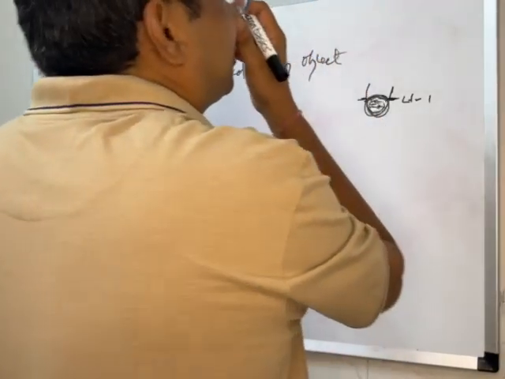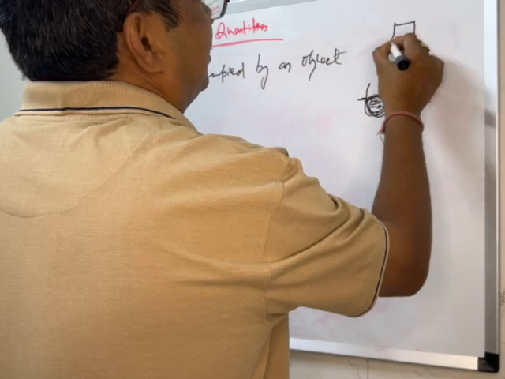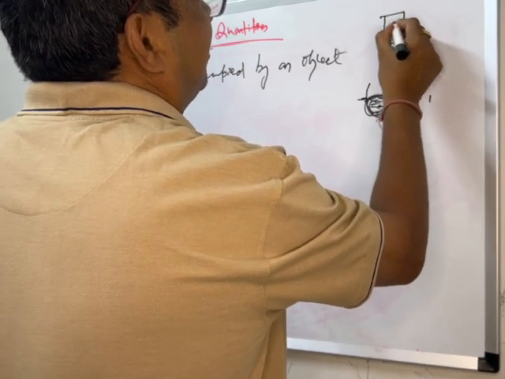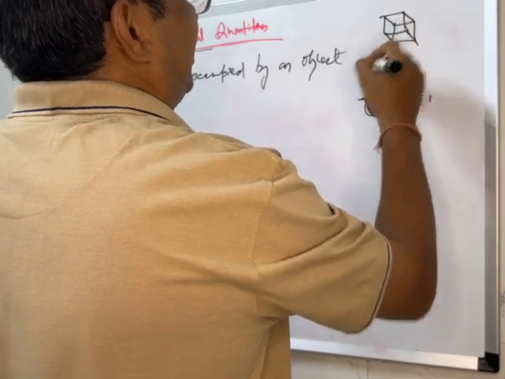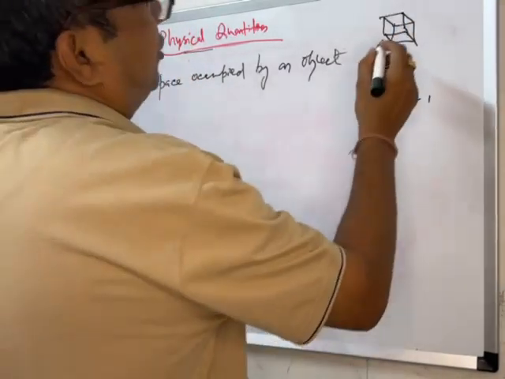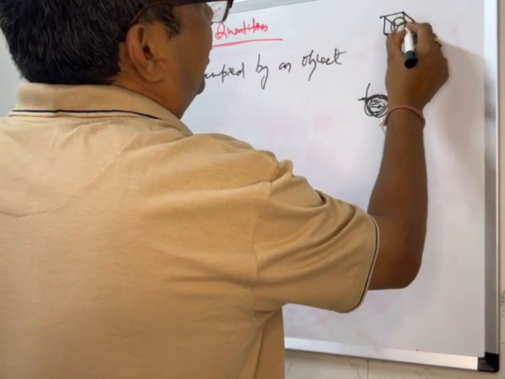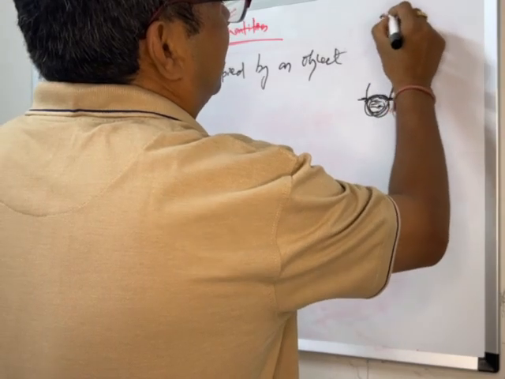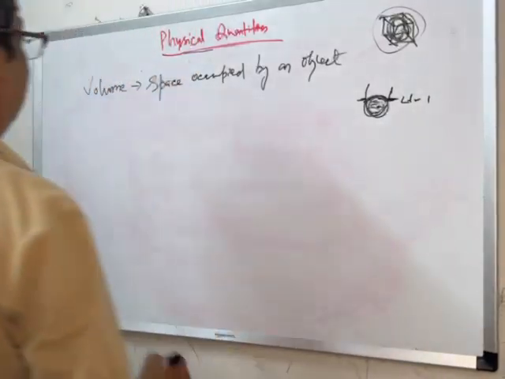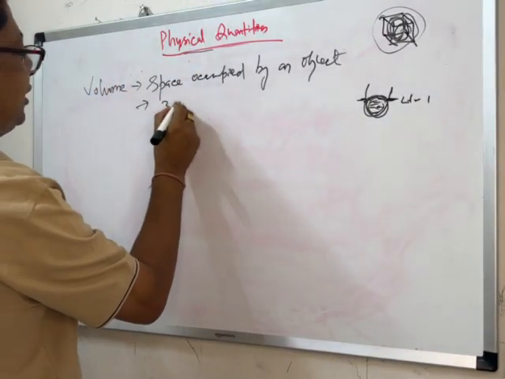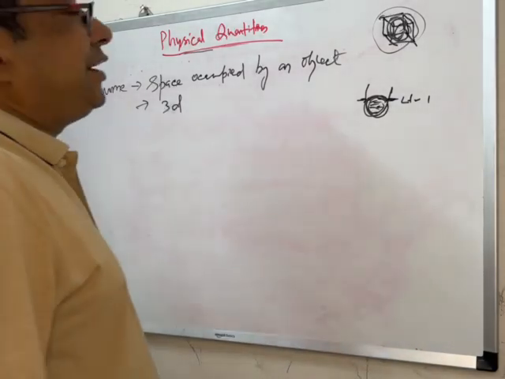Suppose we are putting some object, suppose this is a 3D object. Your house, you can say your bedroom, your study room. Suppose study room size is like this. So your study room volume is this, because the total space occupied by your study room is called volume. So volume is 3D, 3 dimension. If you calculate area, it is 2D.